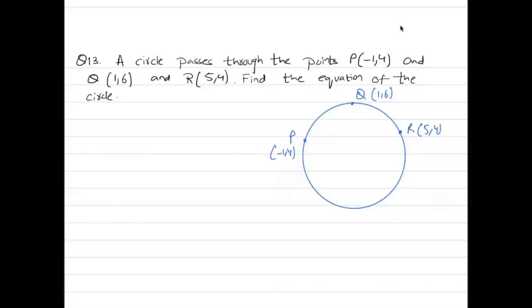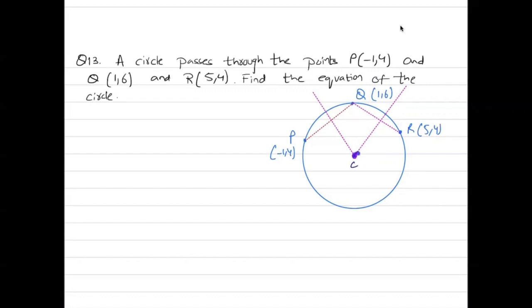The first step in solving this question is to realize that if you join P and Q, you are going to get a chord. Now, because we want to find the center of the circle, we need to find the coordinates of the center of the circle. We are going to find the equation of the perpendicular bisector of the chord PQ, and also the perpendicular bisector of the chord QR, because the perpendicular bisector of the chord will go and meet the center of the circle.